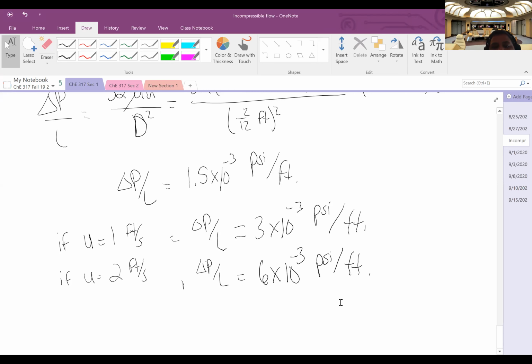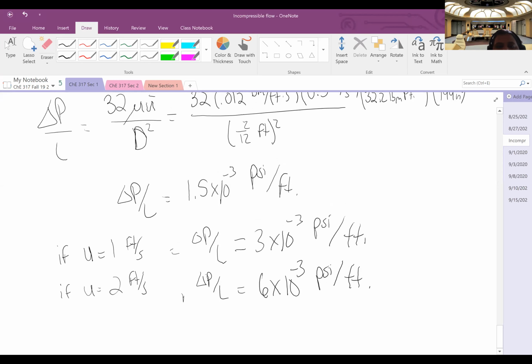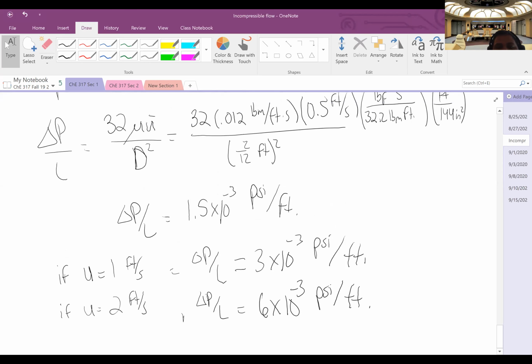So this tells us that when we're looking at frictional dissipation and pressure drop in laminar flow, we have a linear relationship between our energy loss and our pressure drop when we're considering both viscosity and velocity.